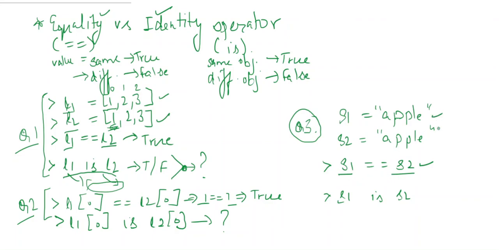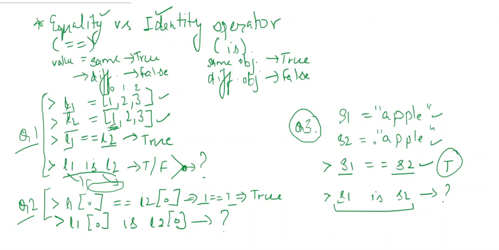Values are the same for both cases. So in this case, it will return true, right? Simple. And we will discuss the concept behind this, like how things will be decided by Python in this case. So we will come to this later.